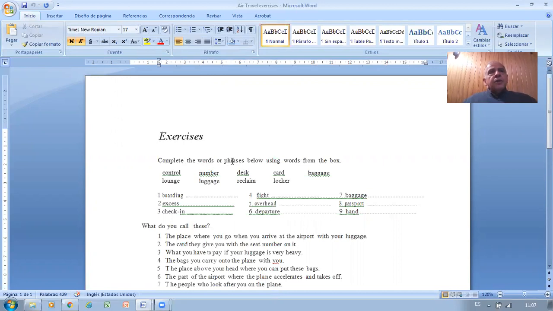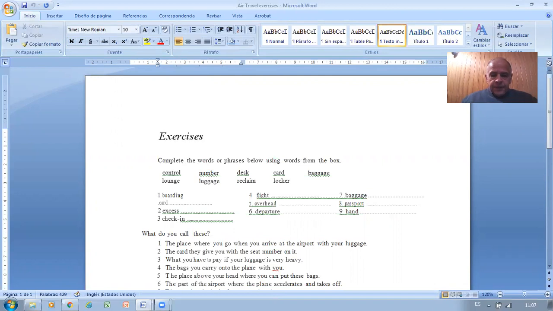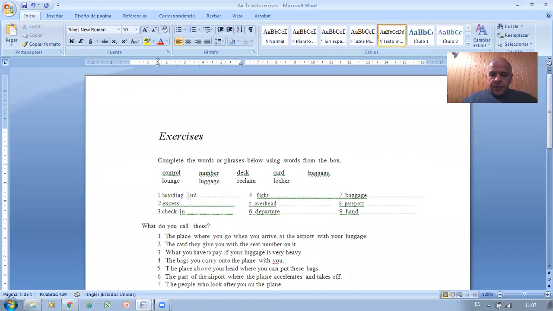Last class we were talking about vocabulary related to traveling, all right? So, for example, in here, boarding, you have the boarding card, which is the one that they give you when you start your trip, which is the one that you can use to get into the gate in order to take the plane, all right?